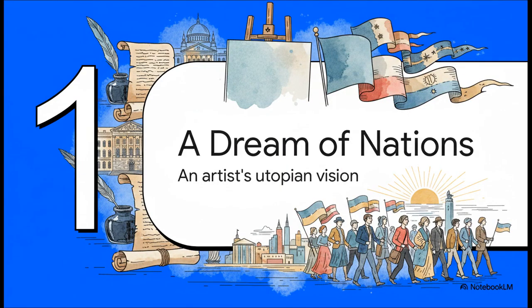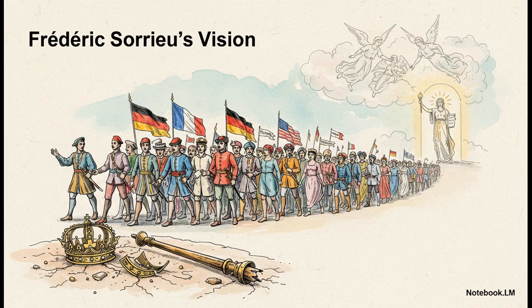Our story really kicks off not on some battlefield, but in an artist's studio in 1848. A Frenchman named Frédéric Sorrieu imagined a world that just didn't exist yet. Now, what's so cool about this print is how it captures all the liberal hopes of the time. I mean, look, you can see the symbols of the old kings and emperors just shattered on the ground. People aren't subjects of a king anymore. They're citizens of a nation, marching together with their own flags, all toward liberty. And up above, you've got this heavenly blessing, symbolizing a brotherhood among all nations. It's just pure, uncut optimism.